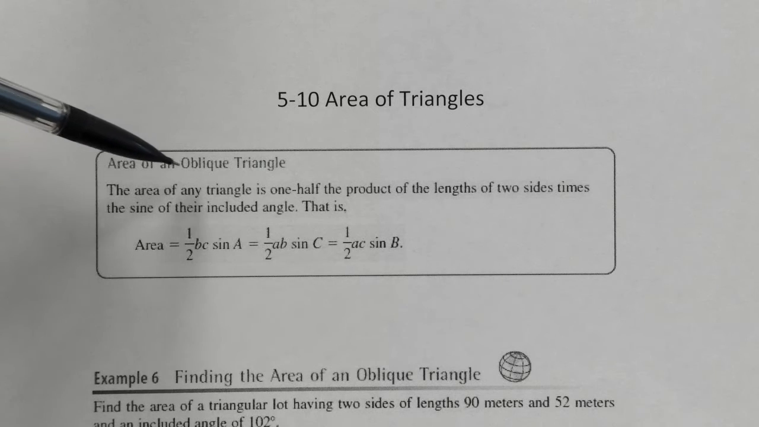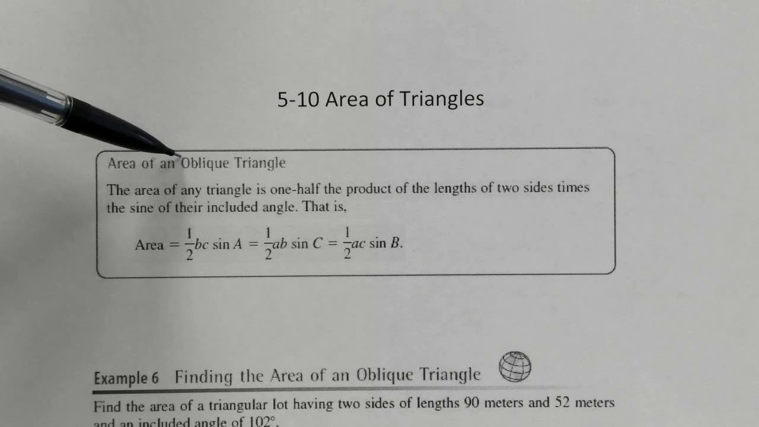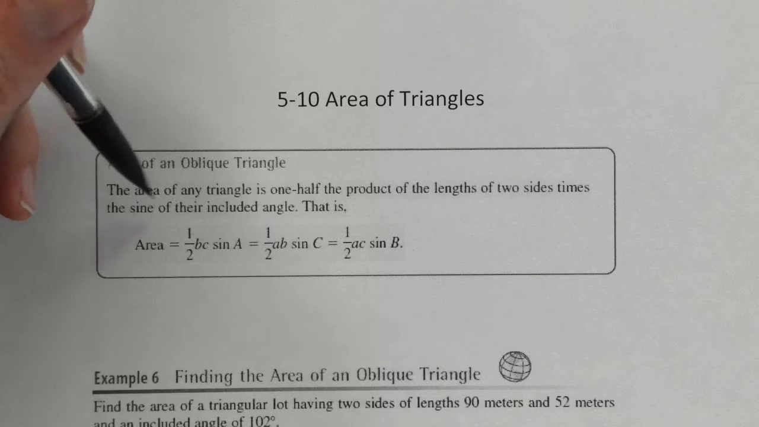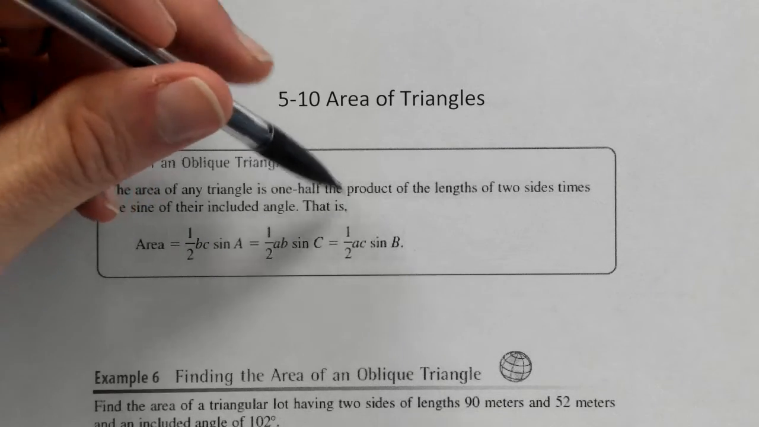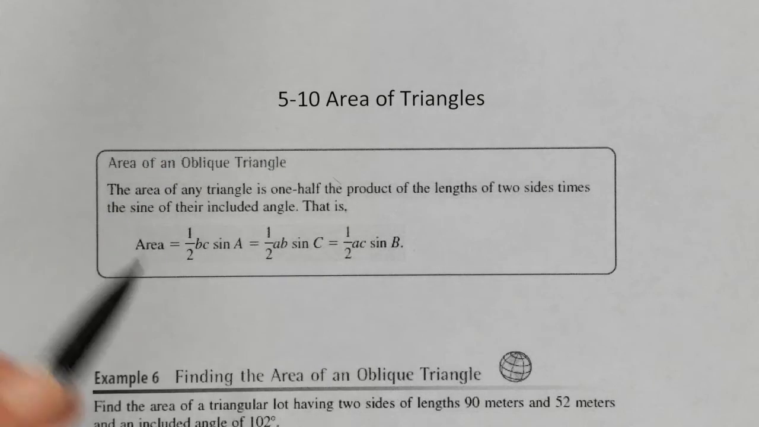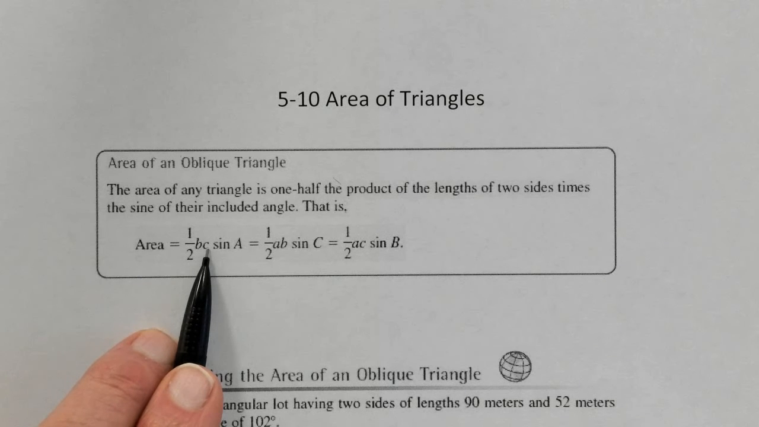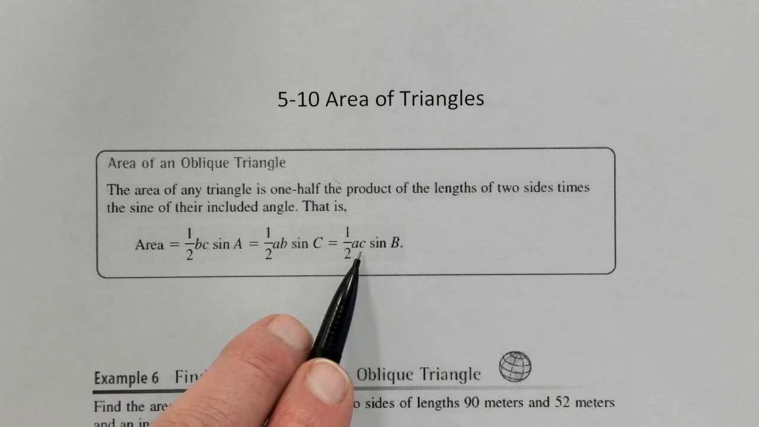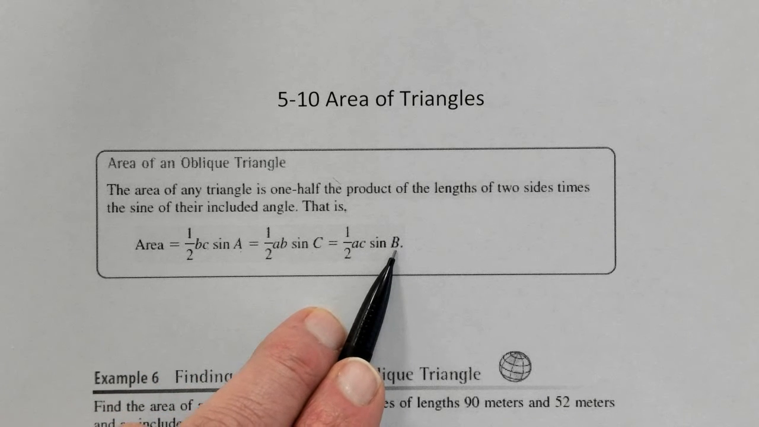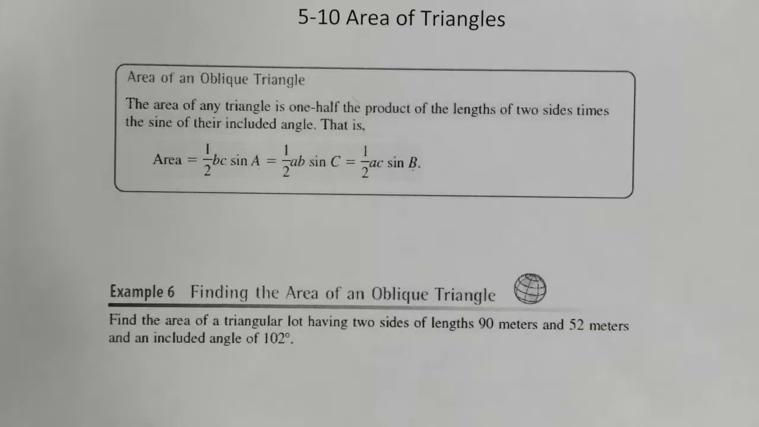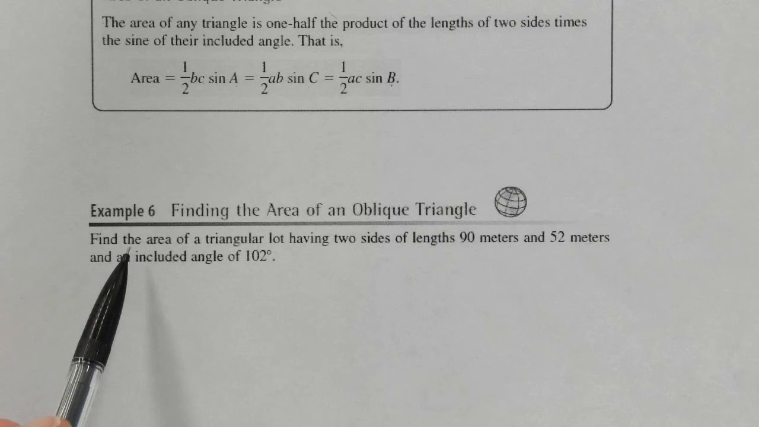So this is the formula for the area of an oblique triangle. When we say oblique triangle, any triangle that's not a right triangle is an oblique triangle. So the area of any triangle is half the product of the lengths of two sides times the sine of their included angle. If you have B and C as the sides, the included angle would be angle A. If you've got A and B, the included angle is C. And if you've got A and C, the included angle is B. These are the formulas you can use to find the areas of triangles without having the height. Let's see how we would use this formula in a problem like this.